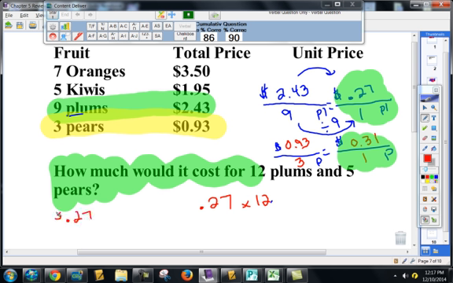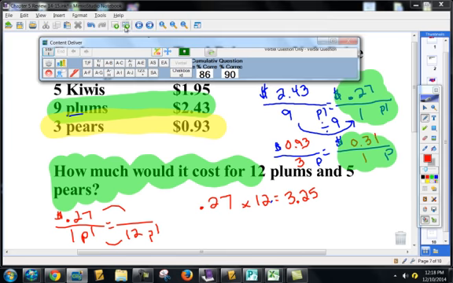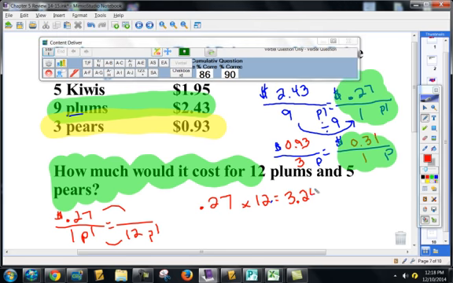Now, just so you know, I could set up another proportion. I could go like this and say, okay, that's 1 plum. Okay, if I want to buy 12, but you don't have to do that. You can just recognize that it's 27 cents times 12, which is, anybody do it? Yes? 25? 24 cents?